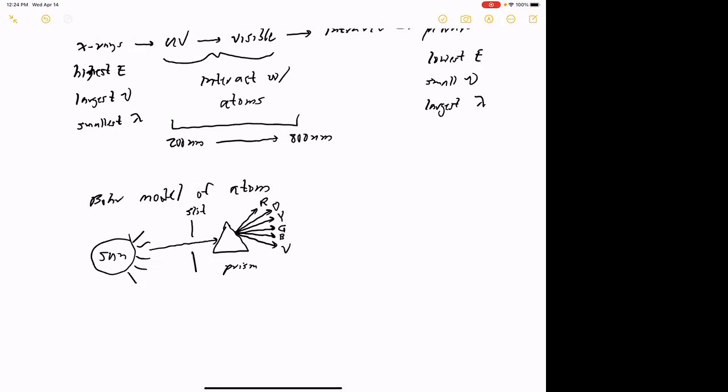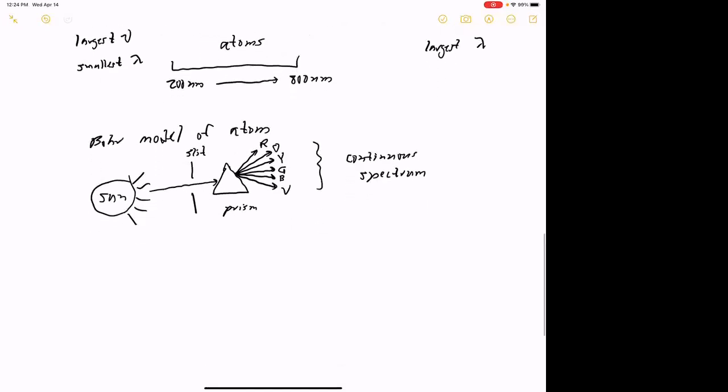Now this actually has a name. It's called a continuous spectrum. We call it a continuous spectrum because we see all the different colors, and the red blends into the orange, and the orange blends into the yellow, and the yellow blends into the green, right? There's no breaks in it. So that's why we call it a continuous spectrum. That's what we see if we have a white light source that contains all the different wavelengths of, let's say, ultraviolet and visible light.